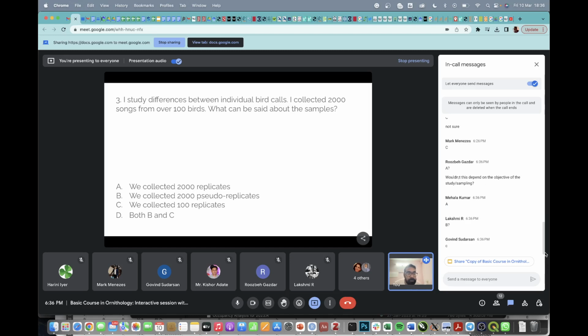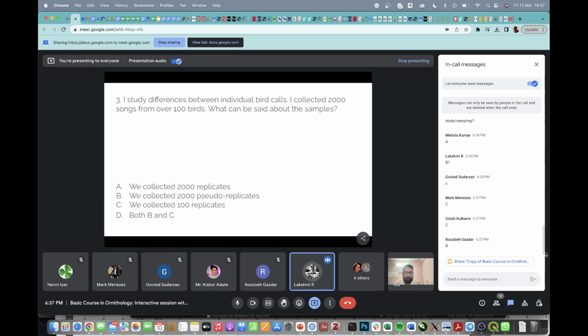Ruzbe, you're asking, wouldn't this depend on the objective of the study sampling? We are studying the differences between individual bird calls. So that's the objective: individual birds or individual calls. What I mean is, individual bird calls of individual birds, not the other way. So we're studying the differences between the birds, not the calls. Okay, sir.